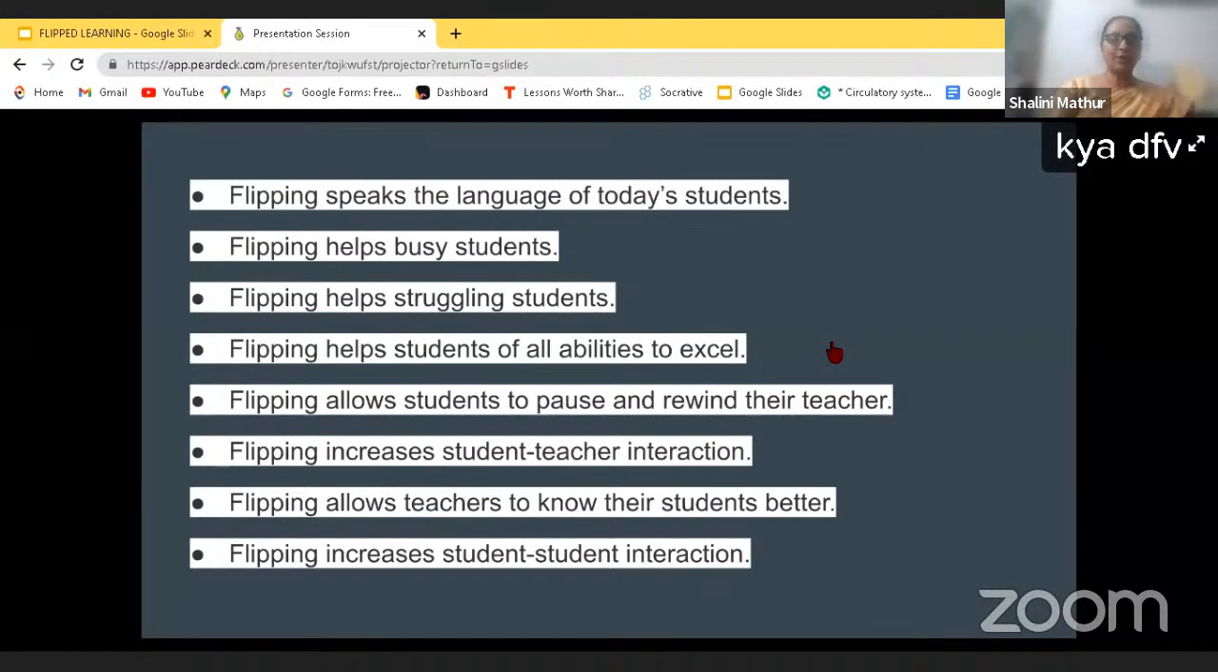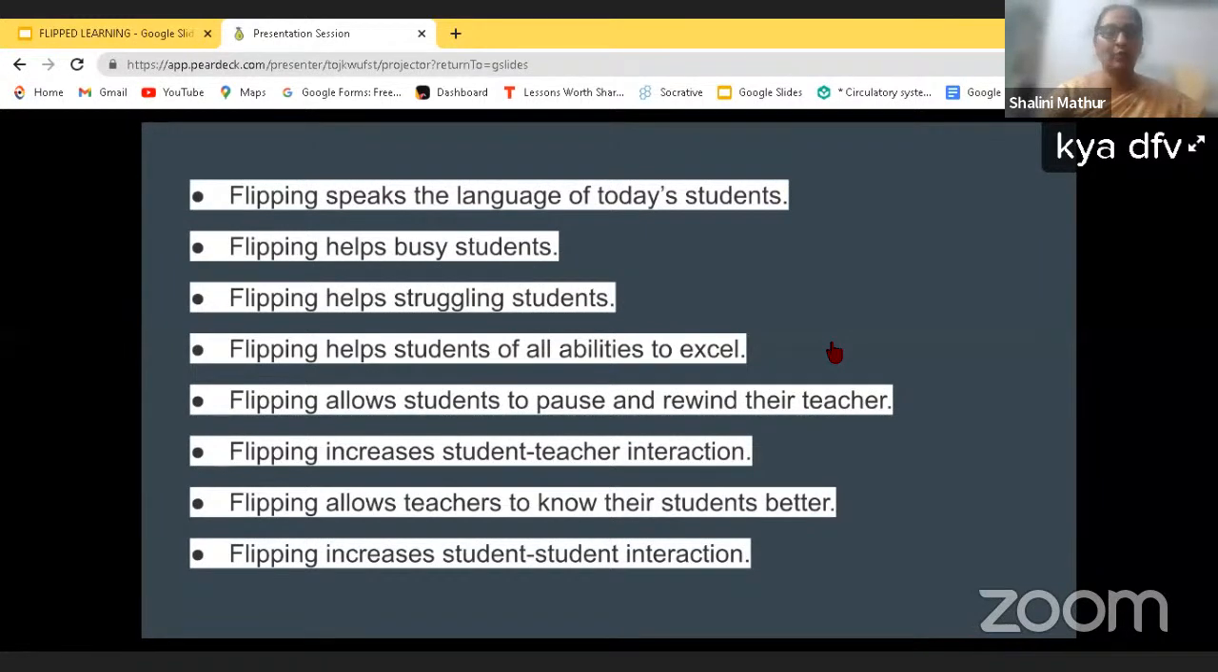Flipping allows students to pause and rewind their teacher. When we talk about the flipped learning or the flipped classroom, the teacher can record their lectures and post in the groups, as well as keep the record, make the file and keep it on the smart boards. So if the student during the live class is not able to understand that topic, the same student can use the same topic again and again.